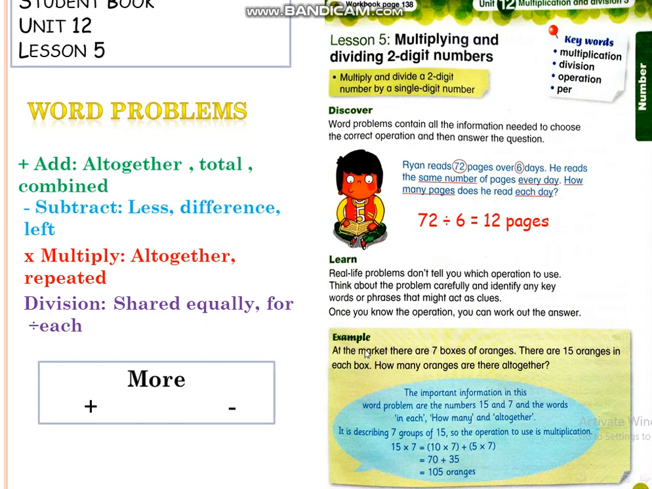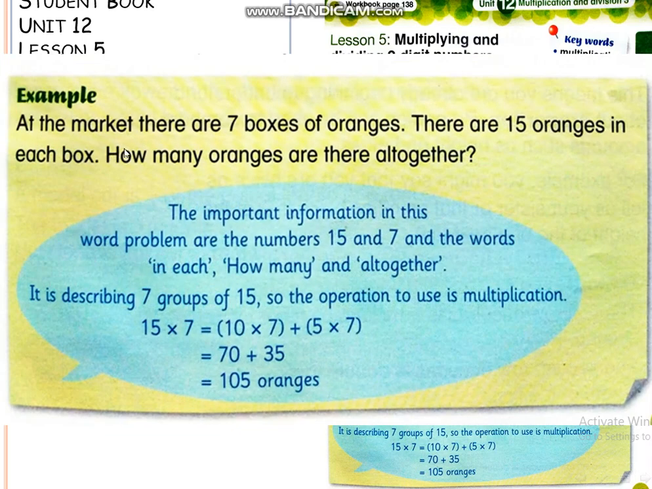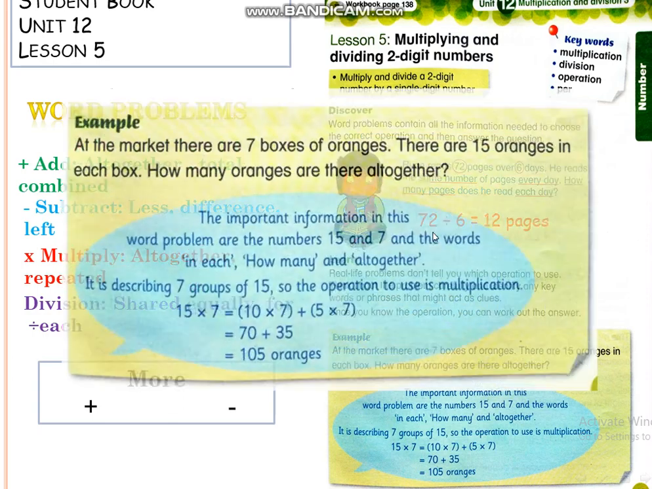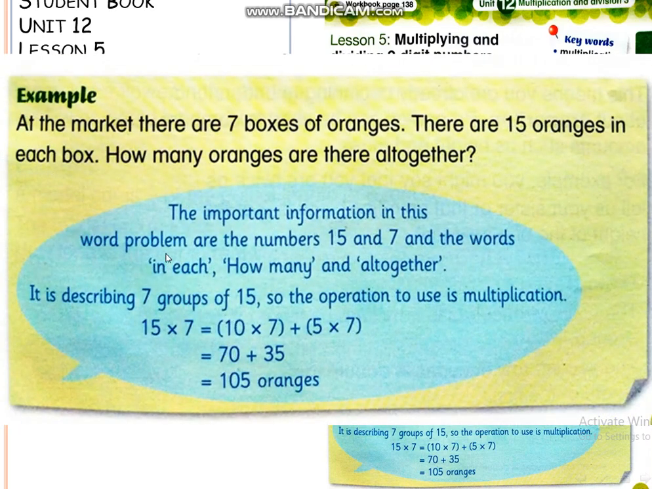Let's take a look at this example down here. At the market, there are 7 boxes of oranges. There are 15 oranges in each box. As you can see, the word each was used once here, but I divided, and was used here again, but I'm going to multiply. I'll show you how. How many oranges are there together? As written over here, the important information in this word problem are the numbers 15 and 7, and the words in each, how many, and all together.